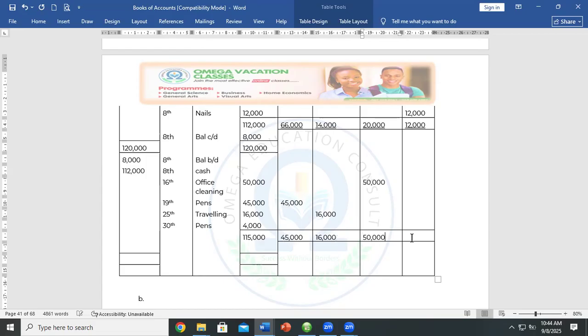After that, you now focus between your totals and your receipt column, right? Get your balance carried down. You are comparing 115,000 to 120,000, right? The balance will be 5,000. And this is your balance carried down. What date are you going to use? At this point, you have ended the month, so you can use the closing date, which also happens to be 30th May, right? Okay. Put in your total figures, 120,000.